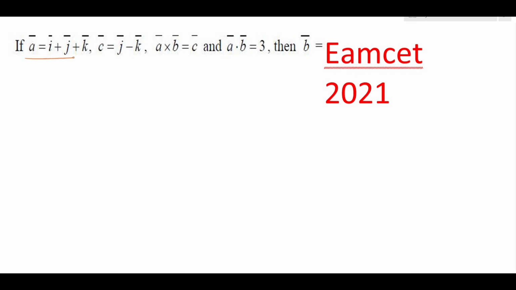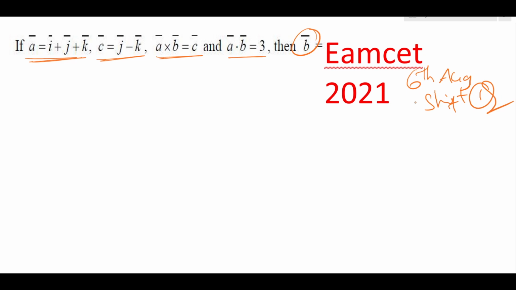If a bar is equal to i bar plus j bar plus k bar and c bar is equal to j bar minus k bar, a bar cross b bar is equal to c bar and a bar dot b bar is equal to 3, then the vector b bar is. This is EAMCET 2021, 6th August, shift 1 question.